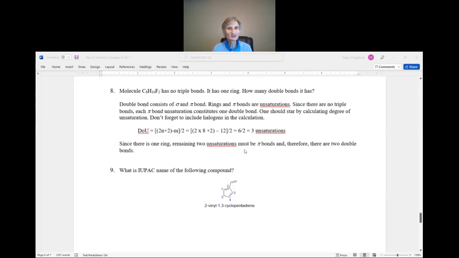Each double bond is also one unsaturation because it has one pi bond. And each triple bond constitutes 2 unsaturations because a triple bond has 2 pi bonds. So rings and pi bonds are unsaturations. And if you add them up, that tells you how many hydrogens are basically missing from a molecule compared to a saturated open chain compound. So to figure out how many double bonds are in this compound that has no triple bonds but has one ring, we have to calculate the degree of unsaturation.